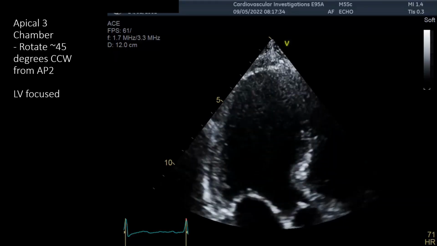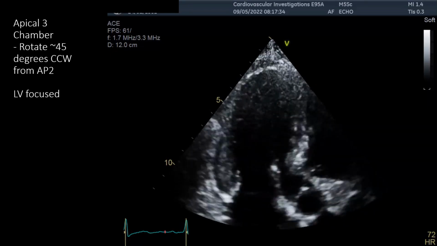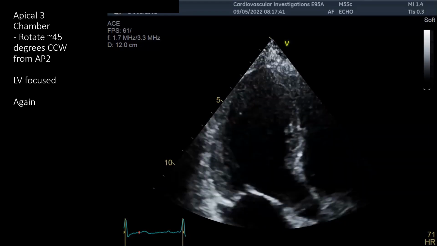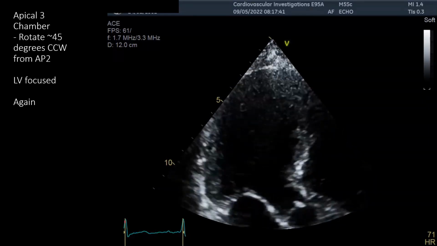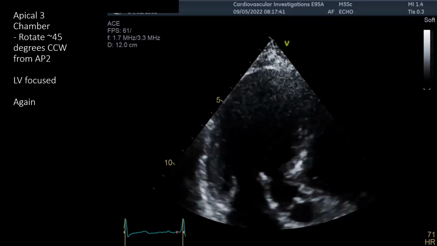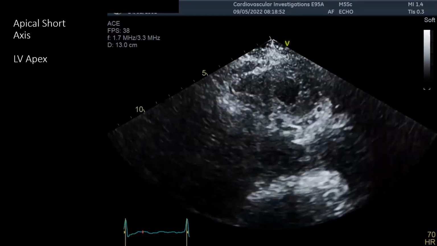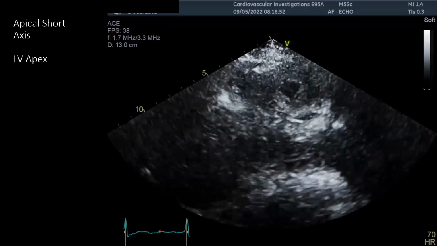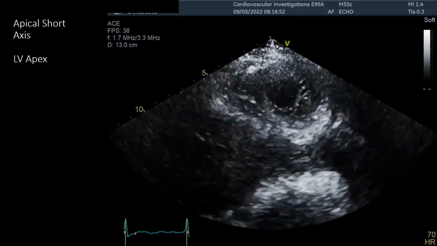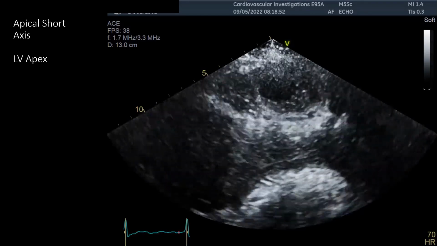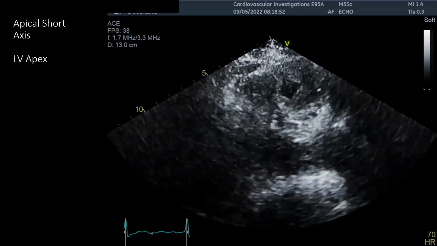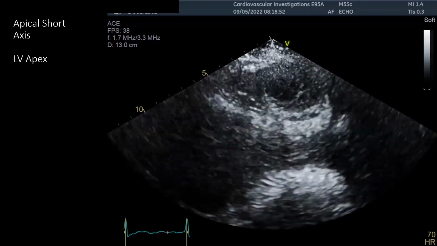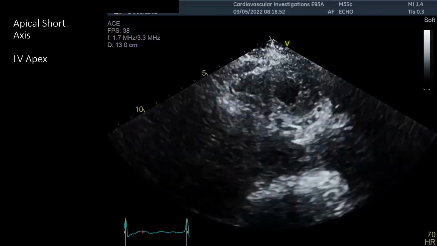And we've also done LV focus views in the apical 3-chamber, to allow us to interrogate for regional wall motion abnormalities. And then this is just a shot of the very LV apex, which sometimes is easiest to achieve when the probe is positioned for the apical views rather than for the parasternal views.